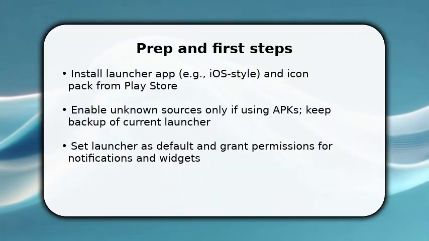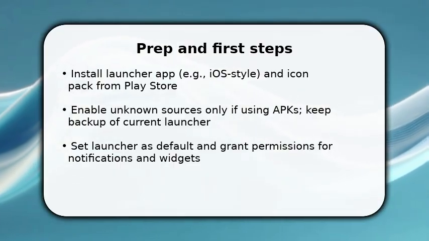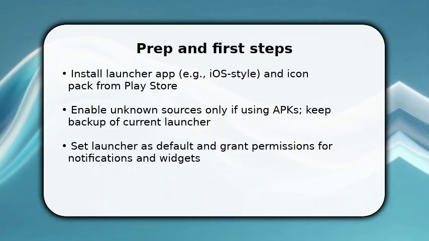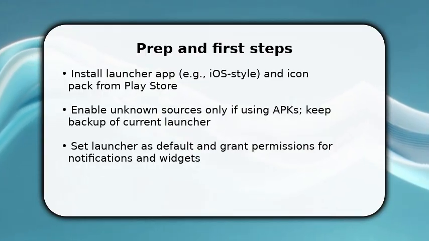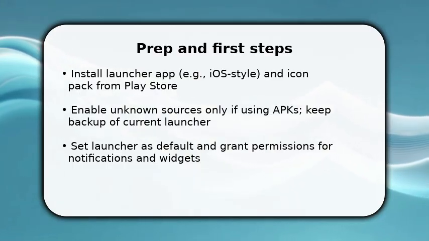You'll start by installing a launcher and an iOS-style icon pack so the visuals match. Once installed, make sure you set the new launcher as your default home app. This prevents Android from reverting. Next, grant notification and widget permissions so badges and widgets behave correctly. You're doing this first so later steps apply system-wide.